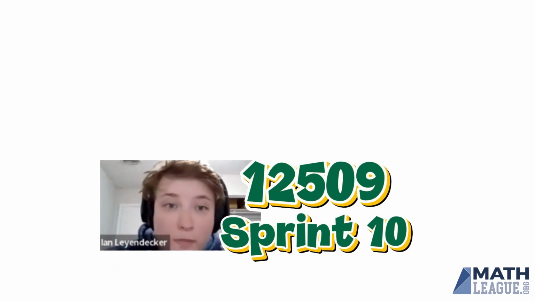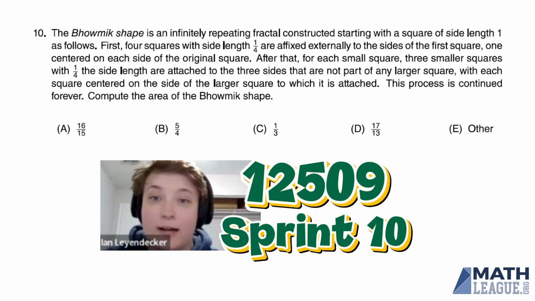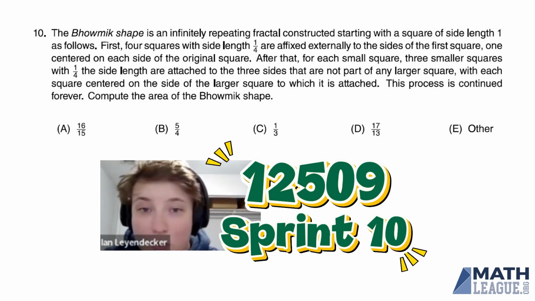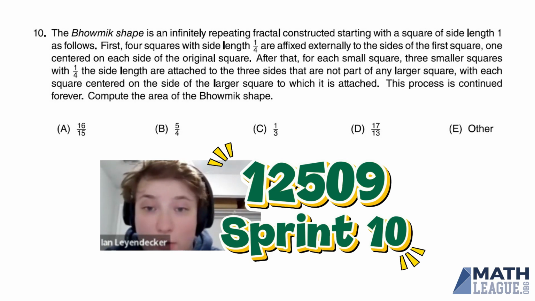Question number 10 on the sprint round. The Bohm-Mix shape is an infinitely repeating fractal constructed starting with a square of side length 1 as follows. First, 4 squares with side length 1/4 are affixed externally to the sides of the first square, one centered on each side of the original square.